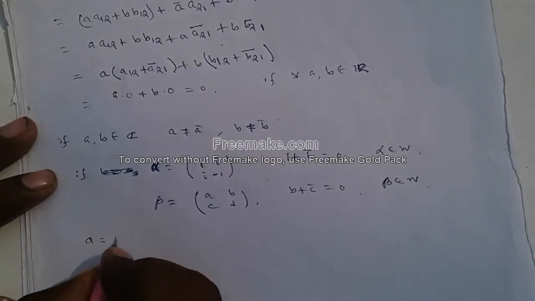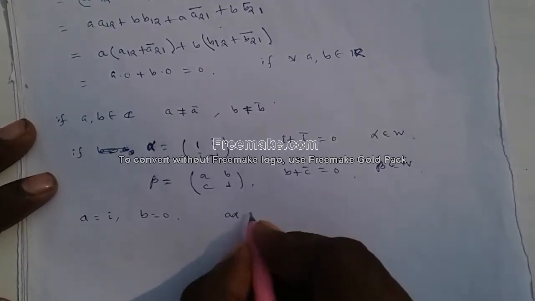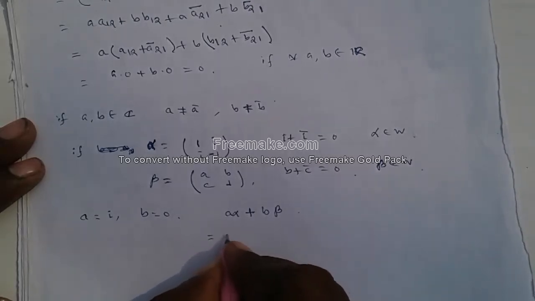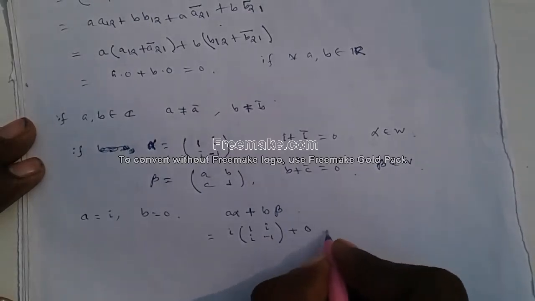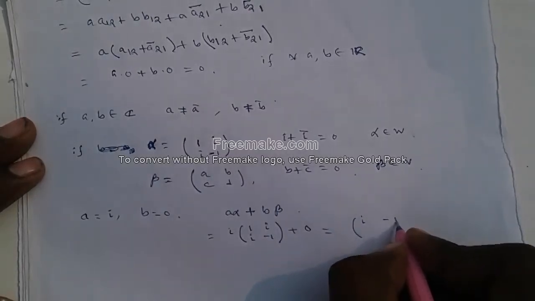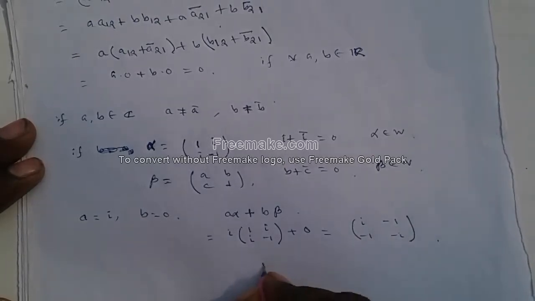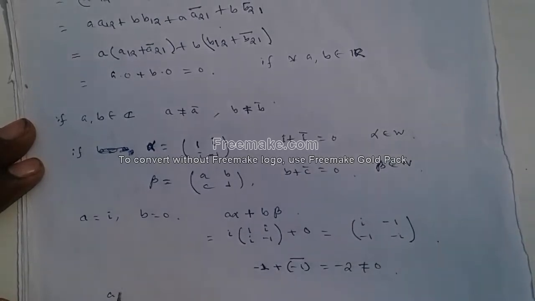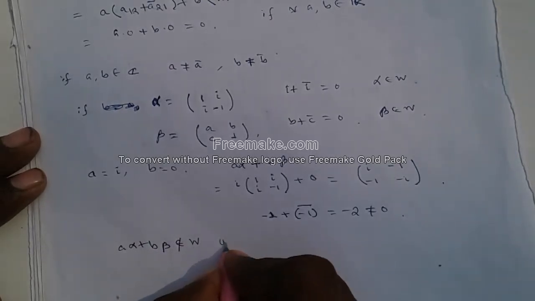Now we take a equal to i and b equal to 0. Then a alpha plus b beta equals i times the matrix 1, i, minus i, 0. This becomes i, minus 1, minus i, and you see that minus 1 plus the conjugate of minus 1 equals minus 2, not equal to 0. So in that case a alpha plus b beta does not belong to W.